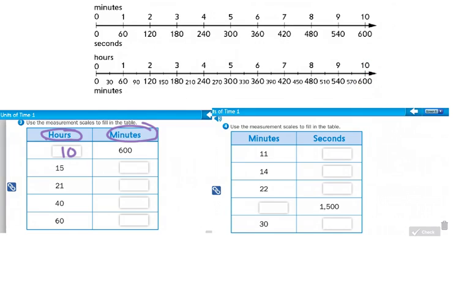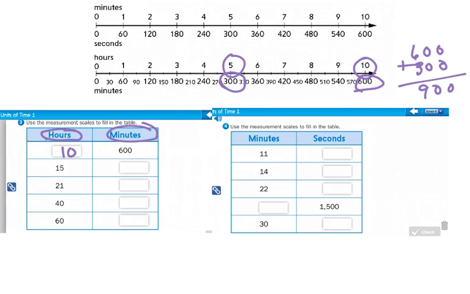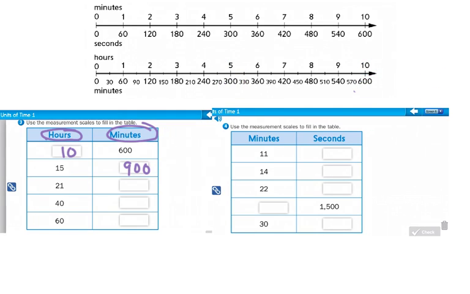Now, 15. It doesn't go up to 15, but I could use 10 and 5, which is 15. So 10 hours would be 600 minutes. And the 5 to make up 15 would be 300. 600 plus 300 is 900. So sometimes we have to use a combination of numbers on our measurement scale to make it work.